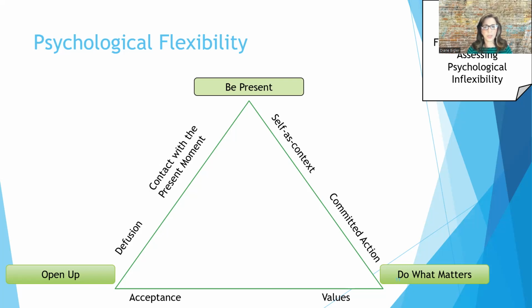So psychological flexibility, as you can see, is typically represented by this triangular visual where we look at these 3 interlocking components. The first one, at the top, is be present. And so again, the M word is coming into play here. Having contact with the present moment, the mindfulness, the self as context, right?